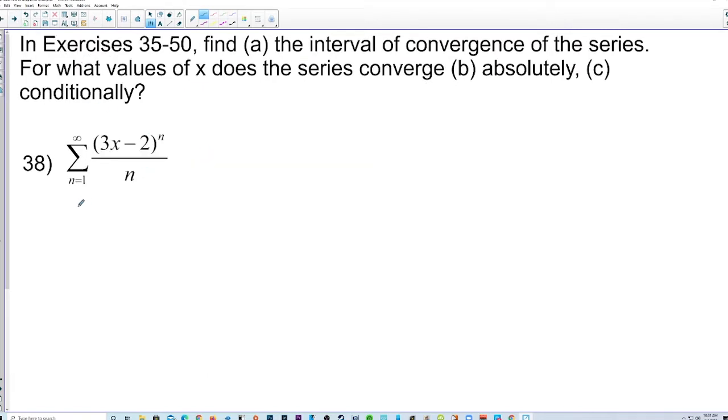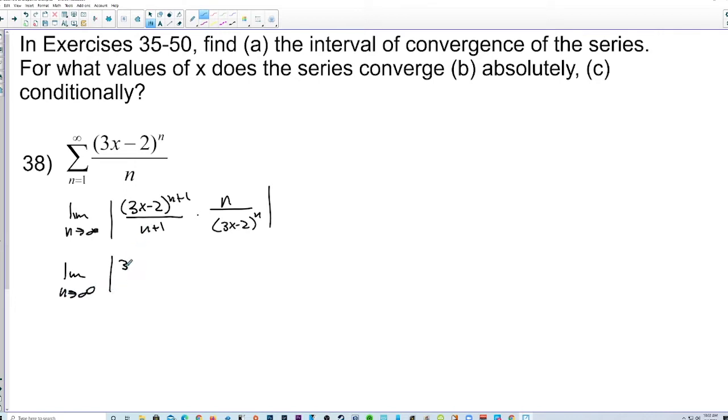Same instructions for this one. This one is not geometric, so we're going to do the ratio test. The limit as n approaches infinity of absolute value of 3x minus 2 to the n plus 1 over n plus 1, and then times n over 3x minus 2 to the n. We have the limit as n approaches infinity of a 3x minus 2 on top, and then that's going to be times n over n plus 1.